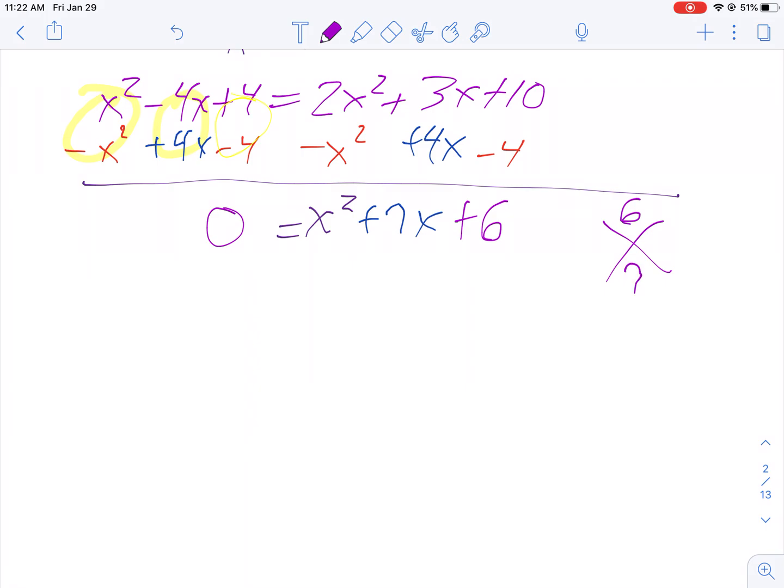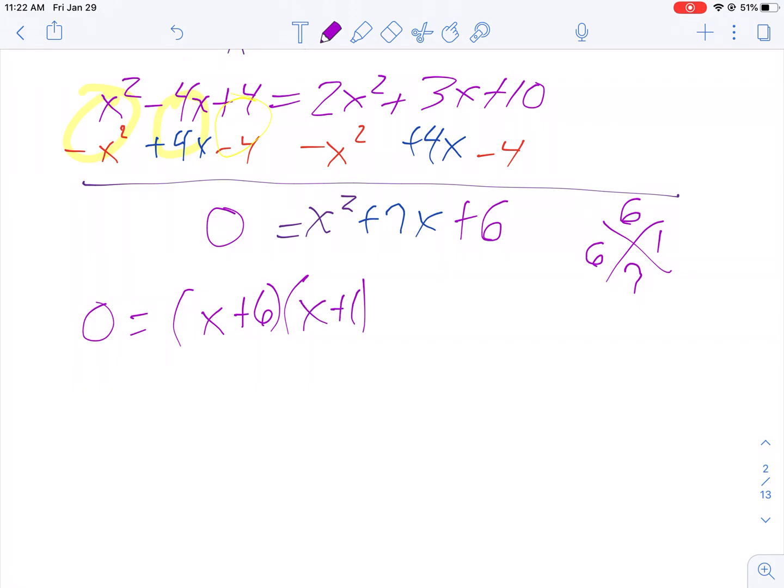This is what we did in chapter 8. So those two numbers would be 6 and 1, wouldn't they? Because 6 times 1 is 6. 6 plus 1 is 7. So we're going to say 0 equals x plus 6 and x plus 1.